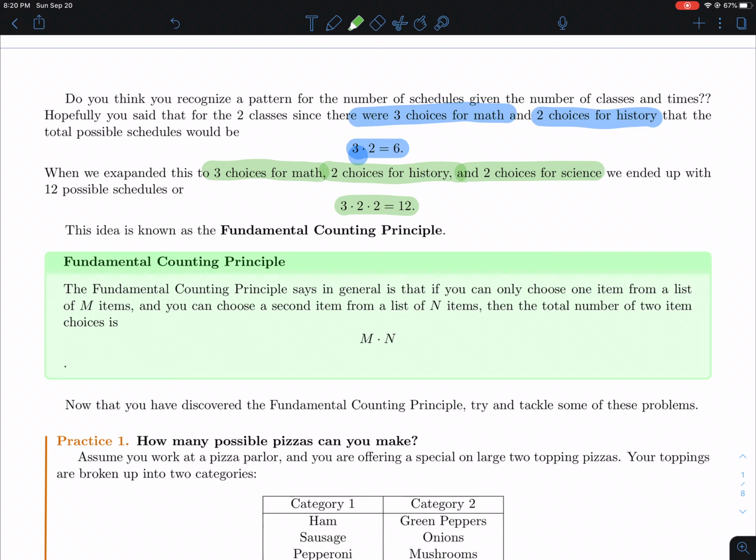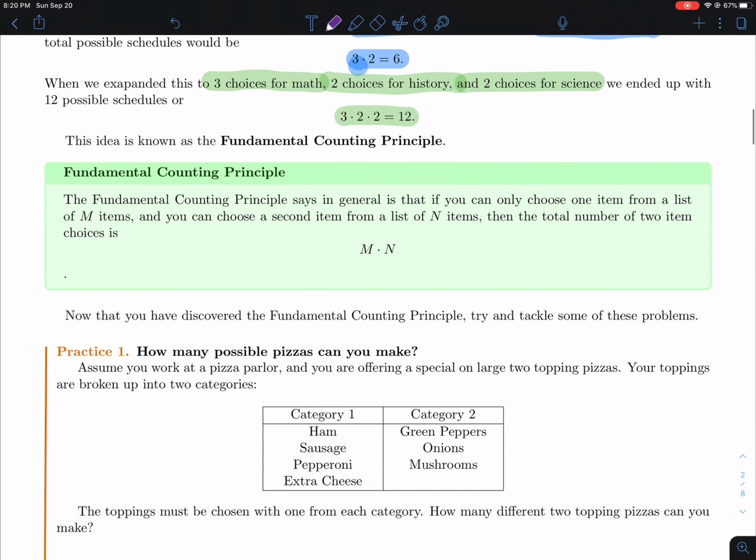The fundamental counting principle is pretty much a way to count things that are broken up into different categories. In our case, math was a category, history was a category, science was a category, and we take these categories together, and instead of having to draw a tree diagram every single time, we can just multiply each of these different categories together and get our actual answer. In short terms, that's what everything in that green box is saying.